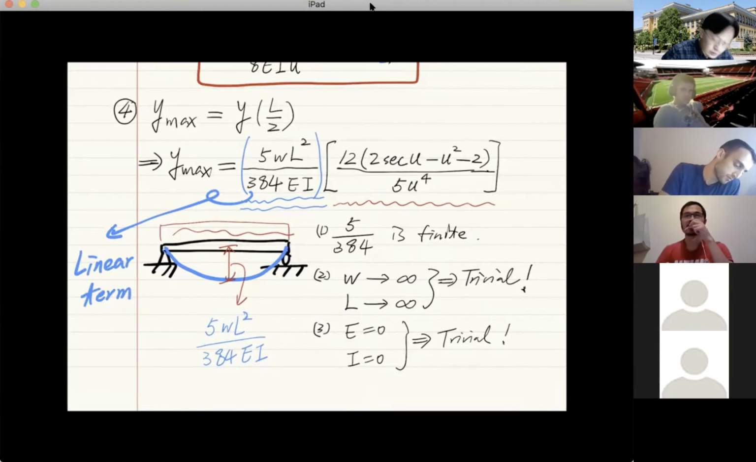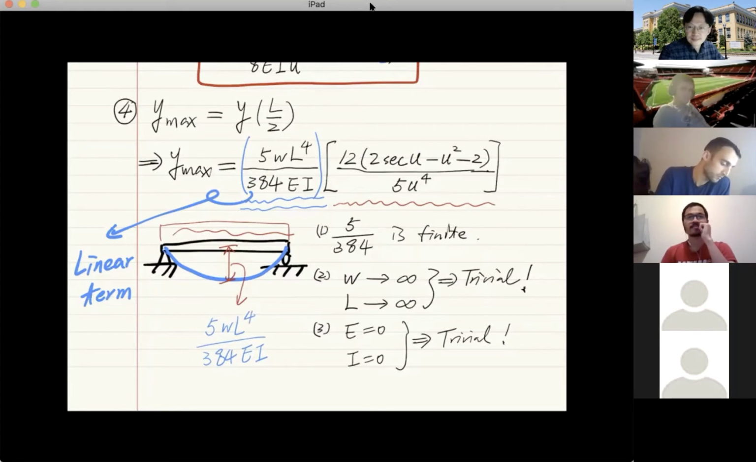Professor? Yes. Shouldn't it be WL to the power 4? 5 WL to the power 4? Yes, by 384. Thank you very much. Good catch. Thank you. It's WL^4, right? So please correct it.